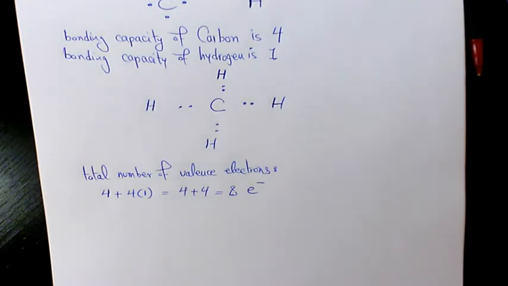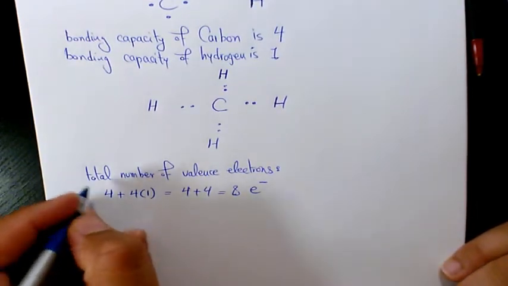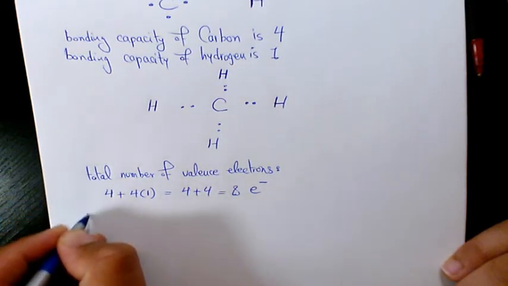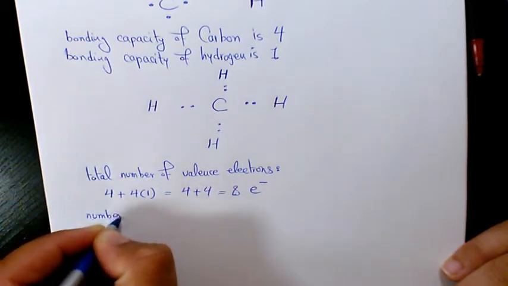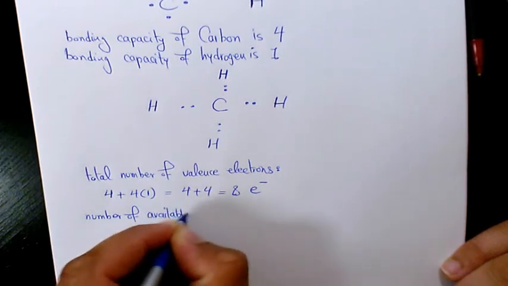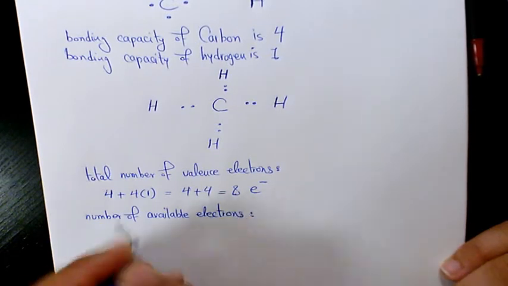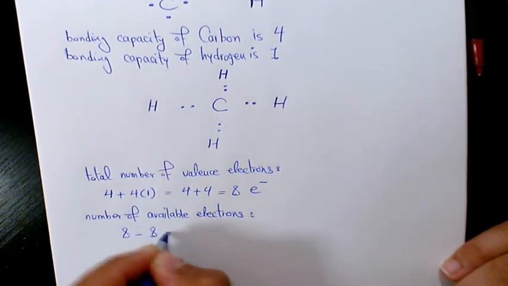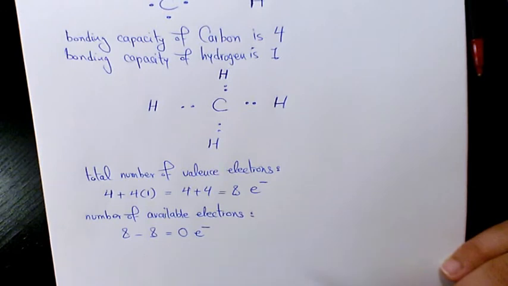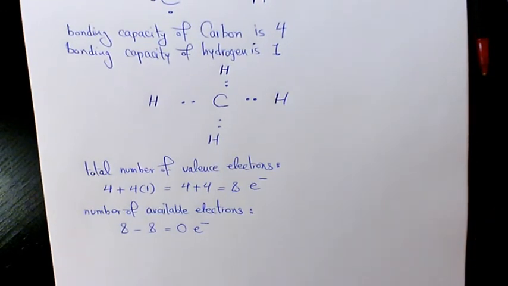Now we need to determine how many electrons are still available. So I'm going to write number of available electrons are 8 minus 8, which is going to be 0 electrons. So there is no more electron left.